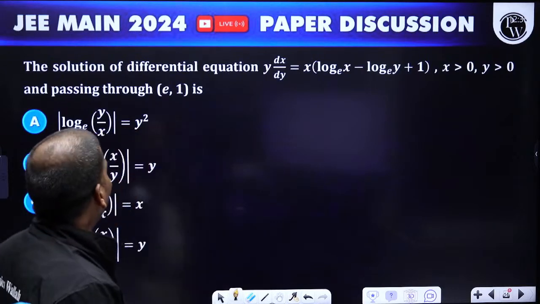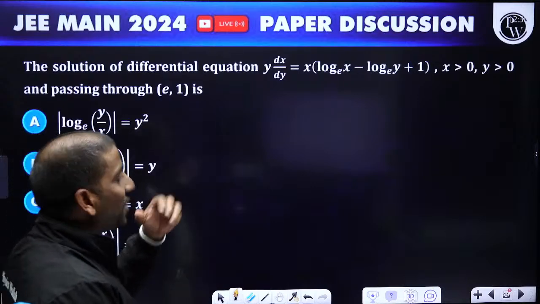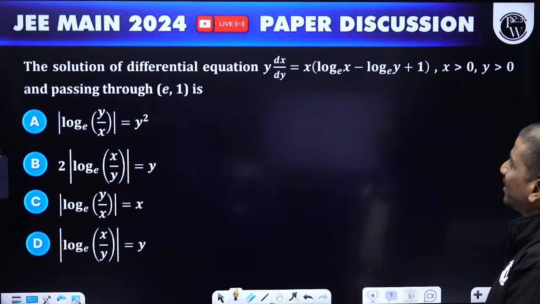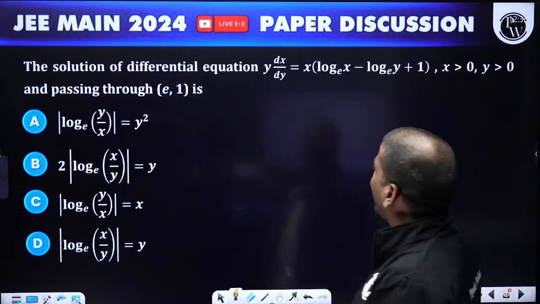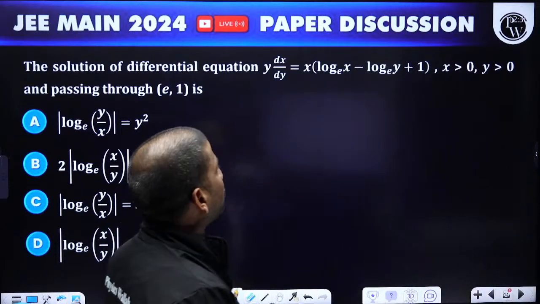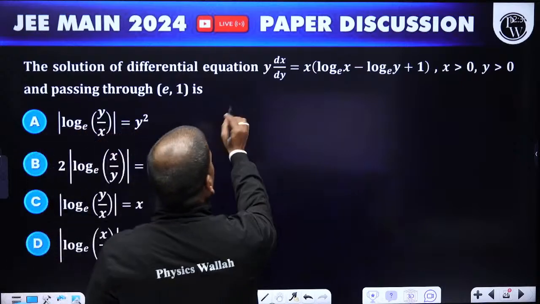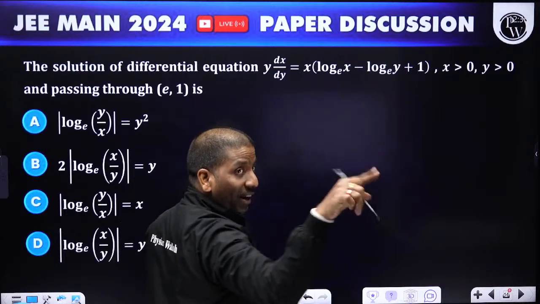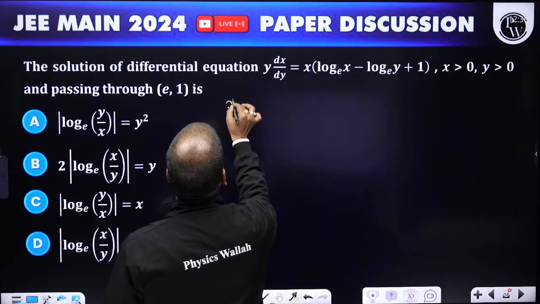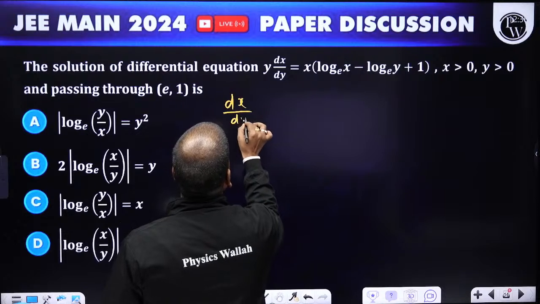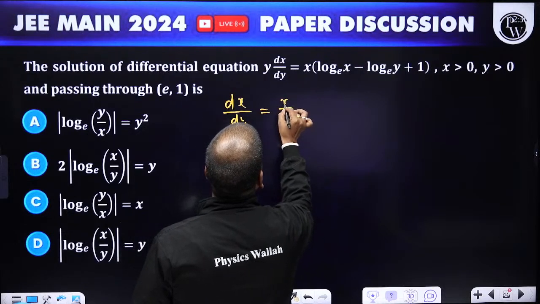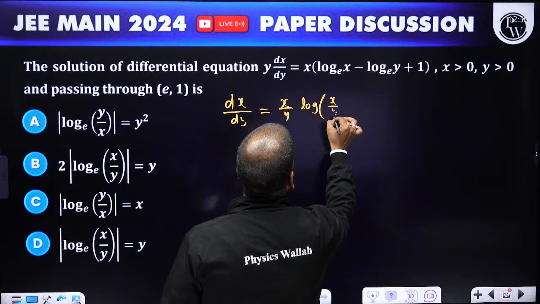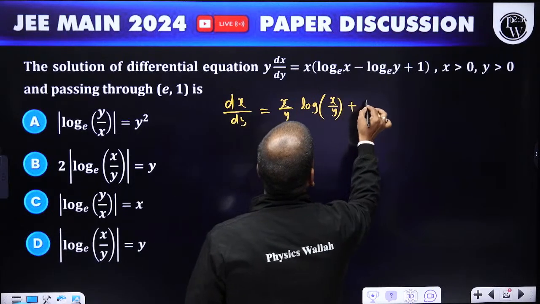Yeah. Now we have reached another favorite chapter, differential equation. So now let us see the differential equation question here. y dx by dy is equal to x times... So I think everything is like dx by dy. It's better to make it x by y. So what I do, dx by dy is equal to x by y, and this is log x by y. That could be better, right? Again plus x by y.